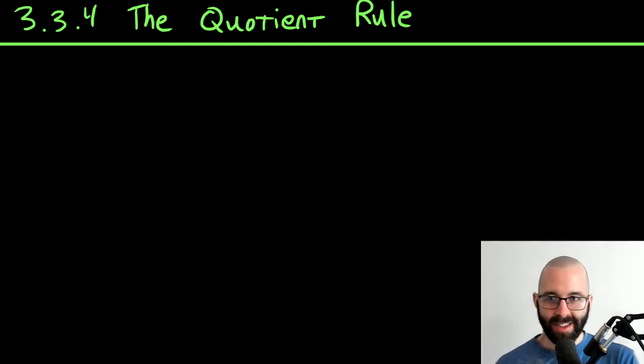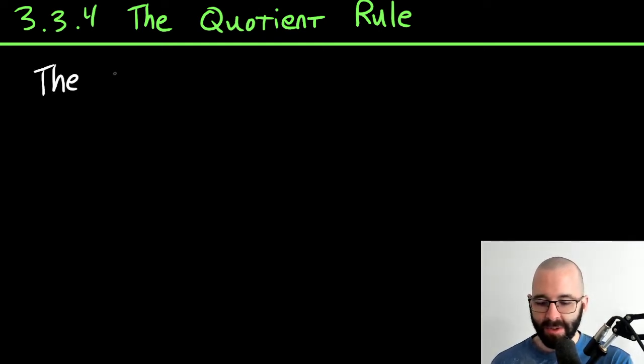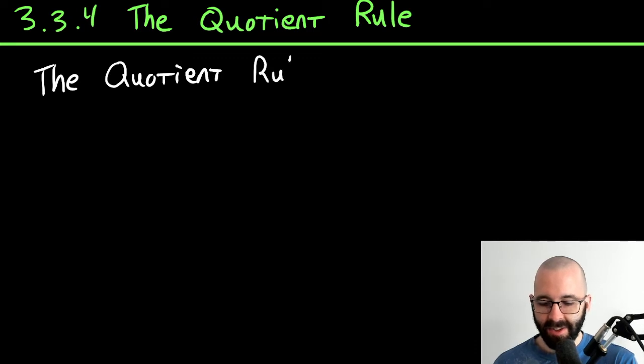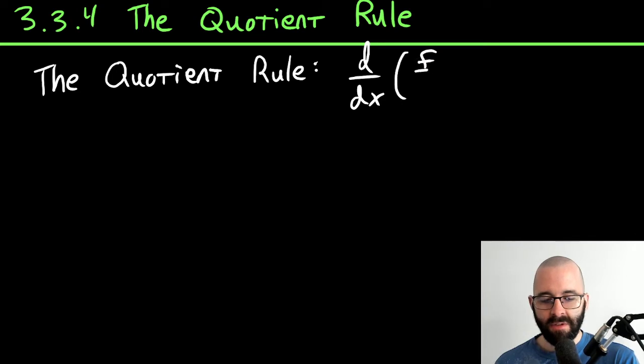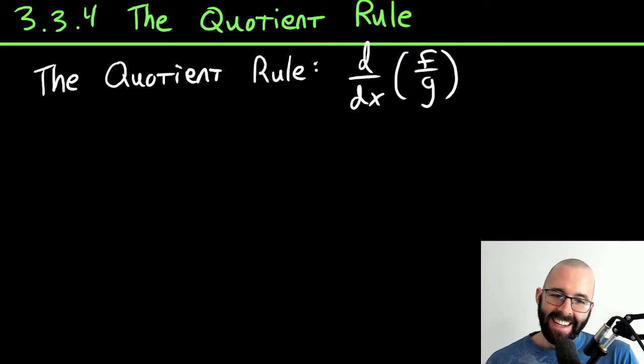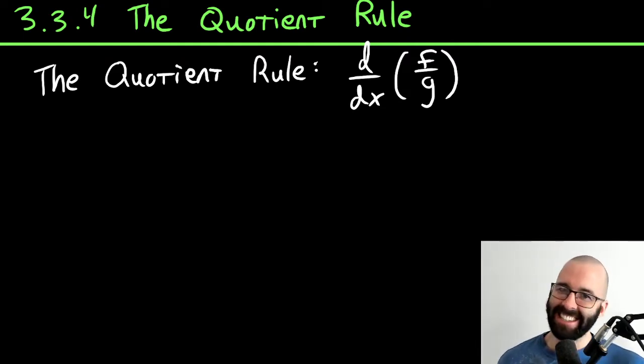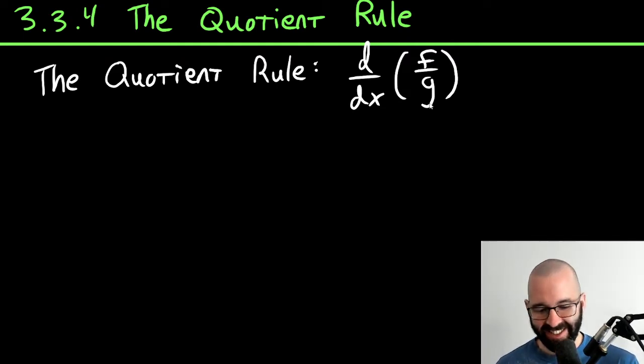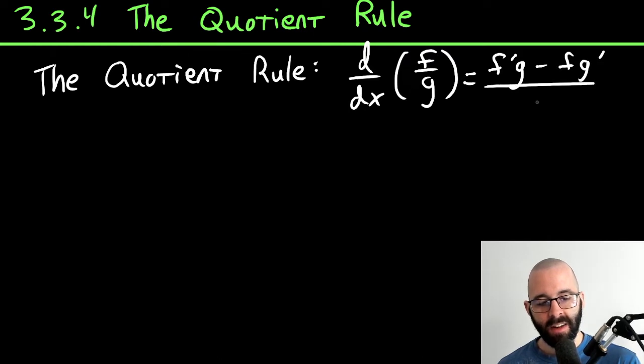All right, this one gets a little messier, guys. Here's the quotient rule. I think I left off the V parts on the last few. Oops, not consistent. The derivative of one function divided by another function. It's not as nice as you want it to be, I'll tell you that much. It's f prime g minus f g prime all over g squared.